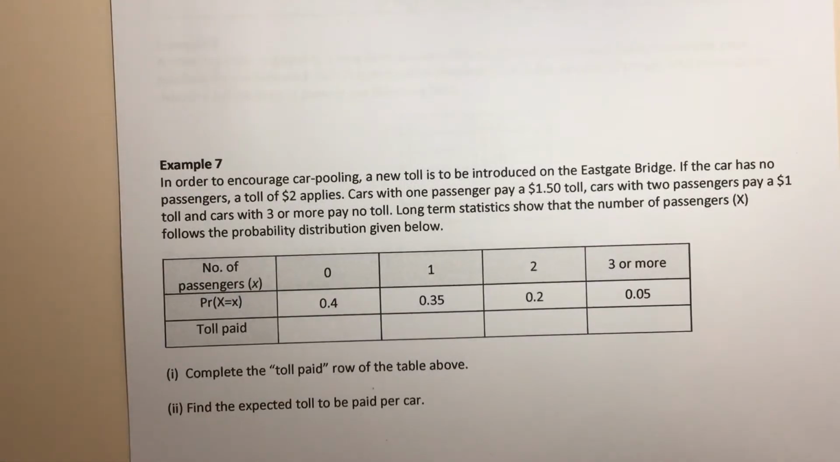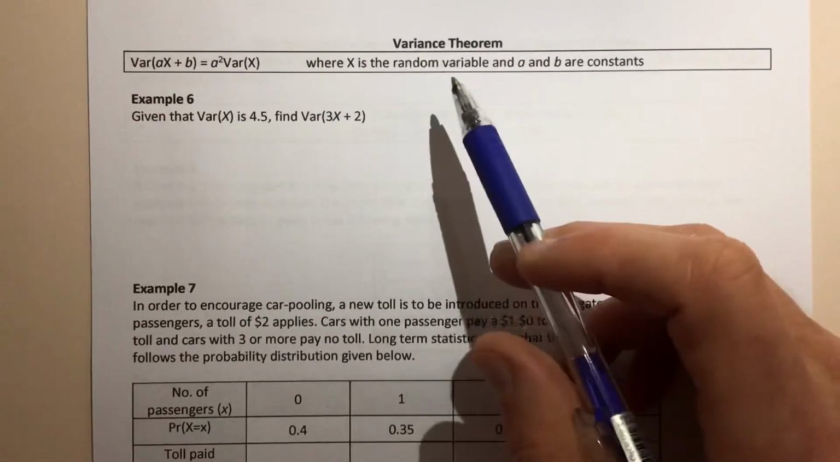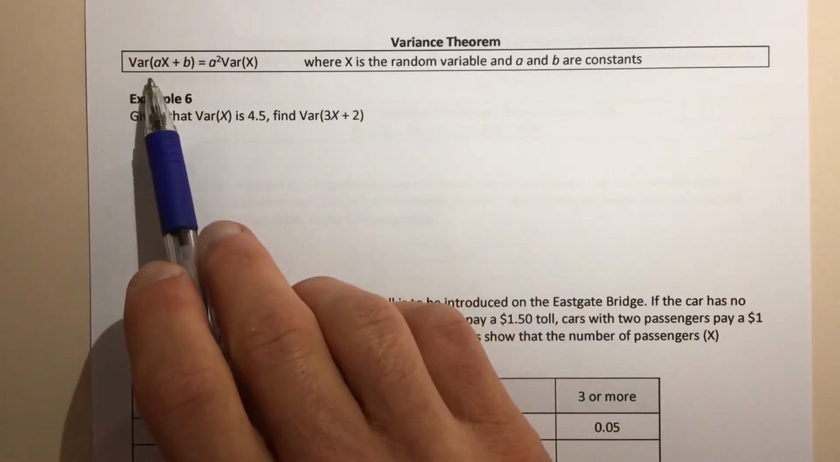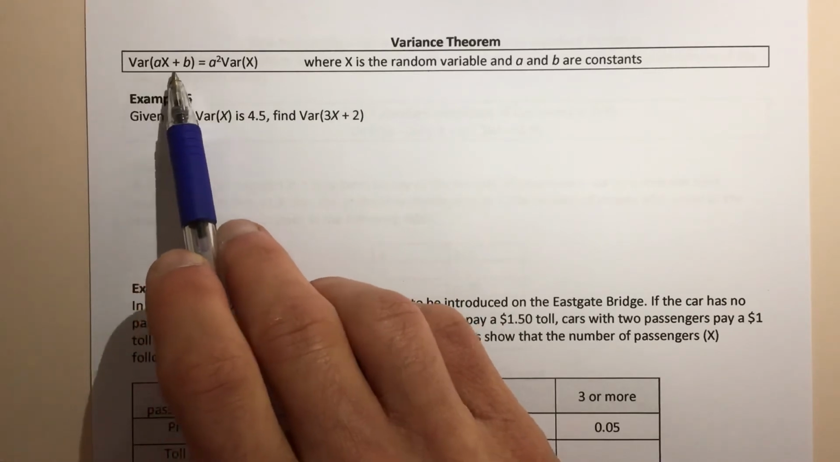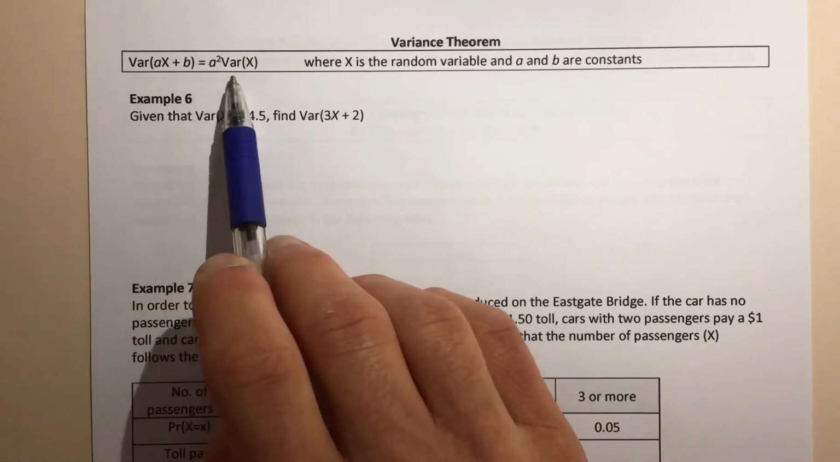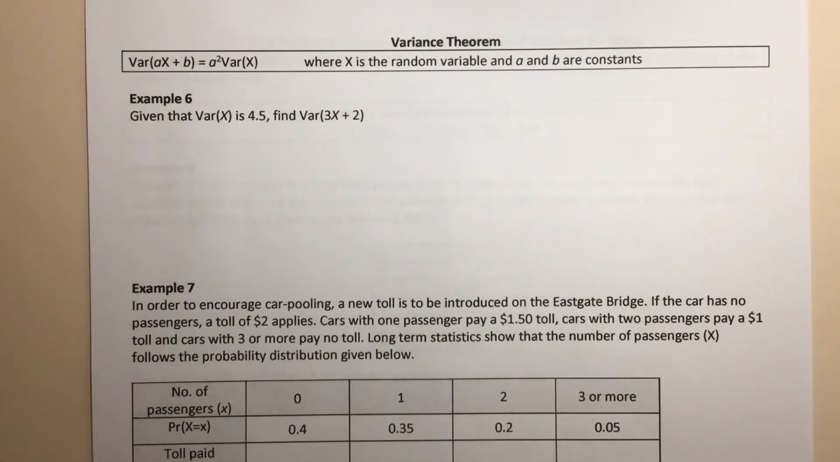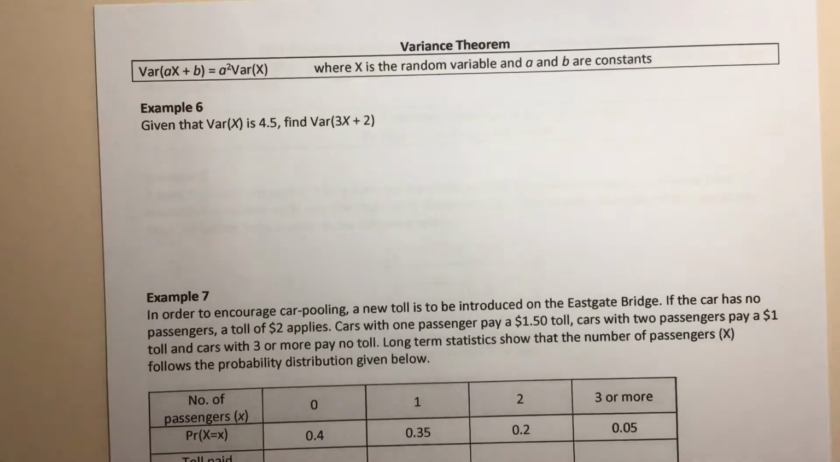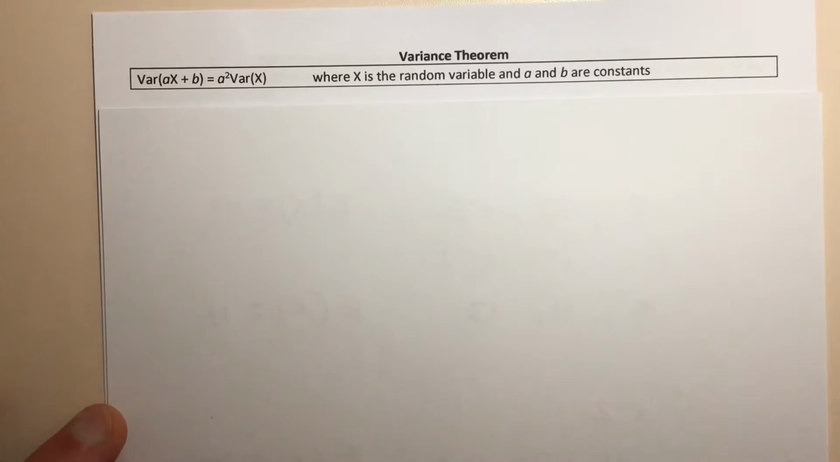Okay, a bit like with the expected value, the mean, there's also a variance theorem, an additional rule that can be applied. This is saying the variance of a times x plus b will equal a squared times the variance of x. Again, that's a complicated thing just to look at, but let's think about this in the context of a simple example with numbers.